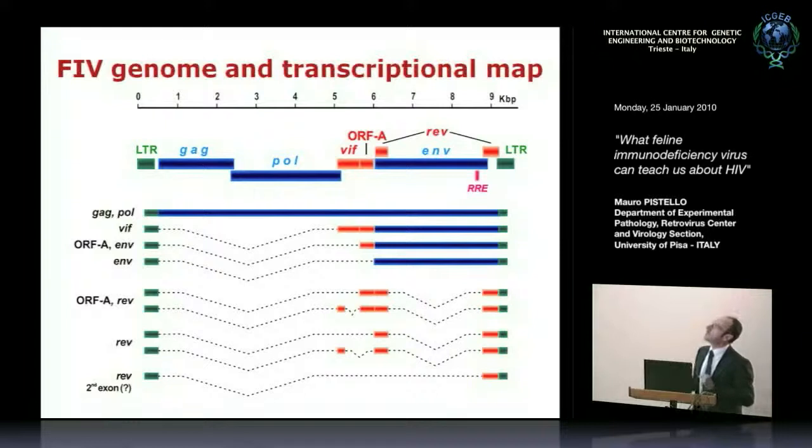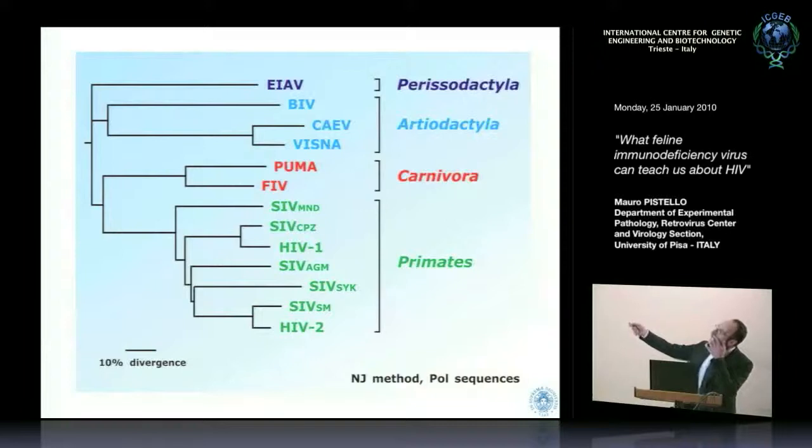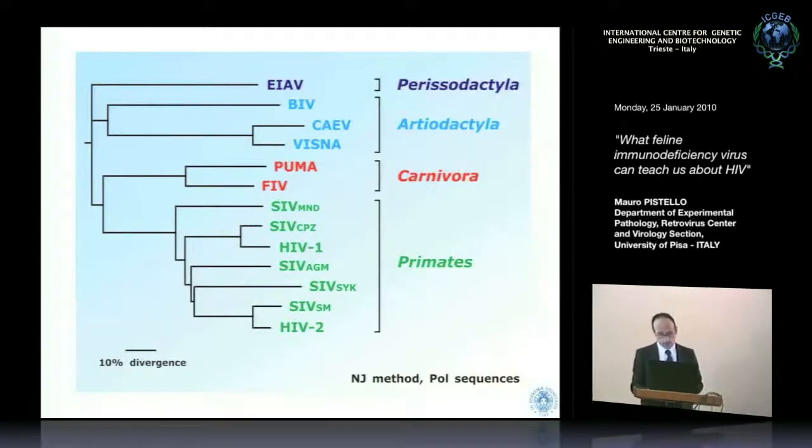Also, the transcriptional map is very similar to HIV, and it's interesting, and I will come back to this later on. There are two genes that are constitutively expressed even in cells in which the FIV doesn't go into productive replication. So even when there is no production of lentiviral particles, the ORFA, which is similar but not identical to TAT, and the REV gene are constitutively expressed by this virus. From the phylogenetic point of view, the FIV is a typical lentivirus, closer to the non-human primate lentiviruses and HIV than to the lentiviruses of the ungulates.